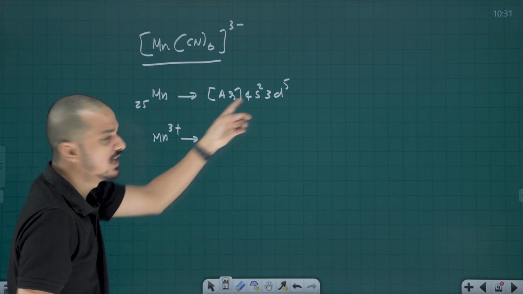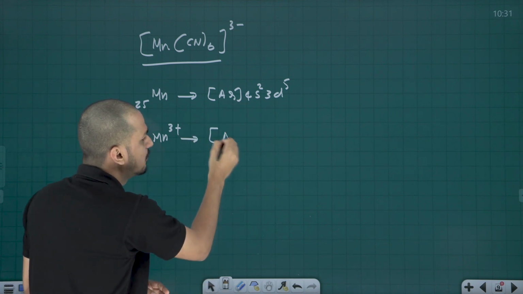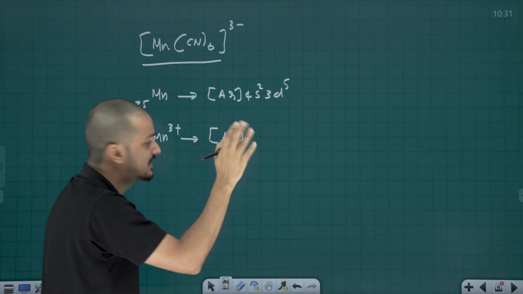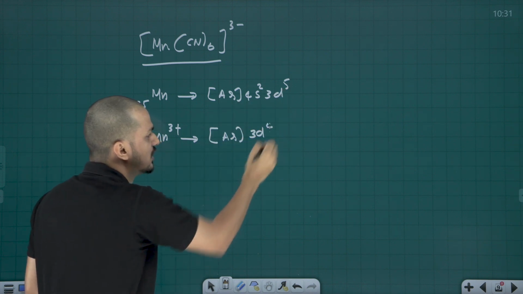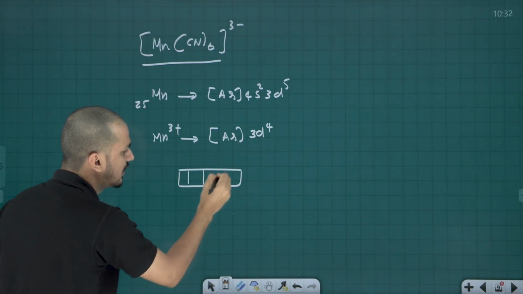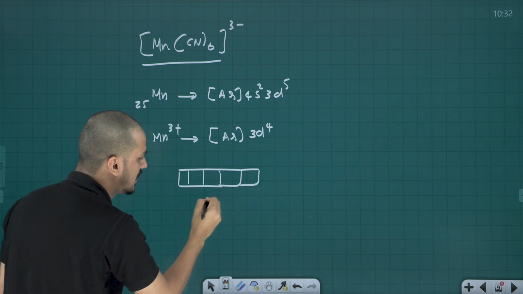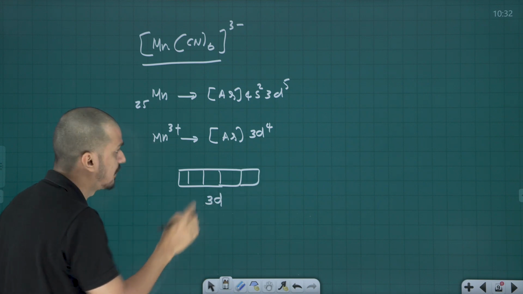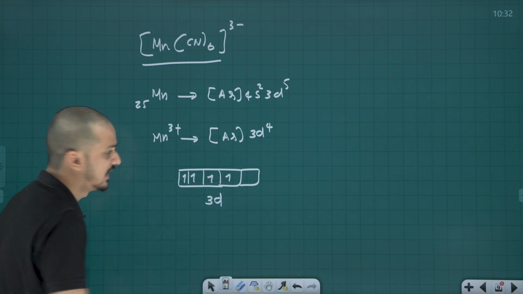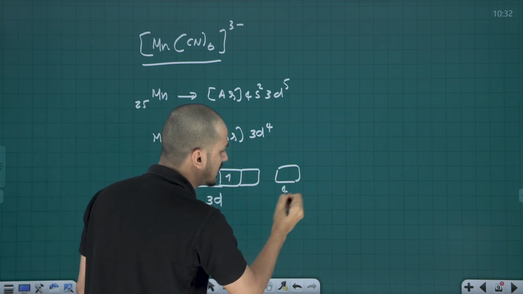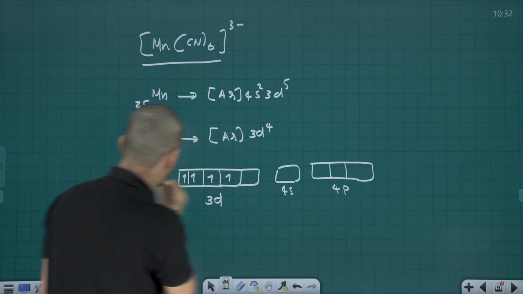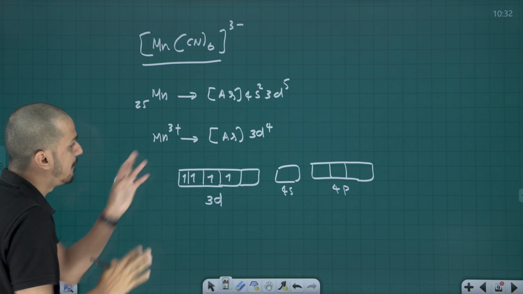Manganese 3 plus means how many electrons are remaining? Argon 4s2 is leaving, and from 3d 1 is leaving, so 3d4. So I can draw the ground state. 3d orbital means 5 orbitals are there in the 3d subshell. So 4 electrons are there in 3d. Then after that 4s is there, after that 4p is there. This is the ground state of Mn3 plus.